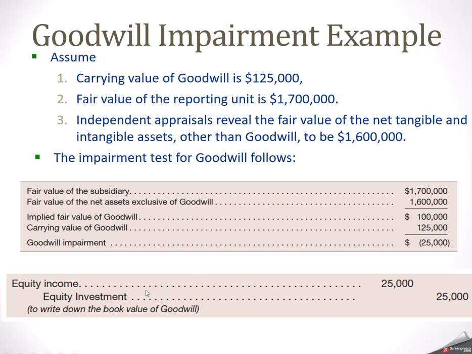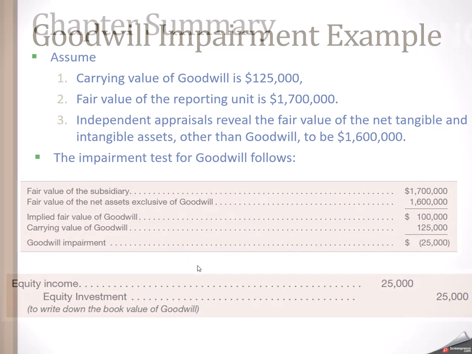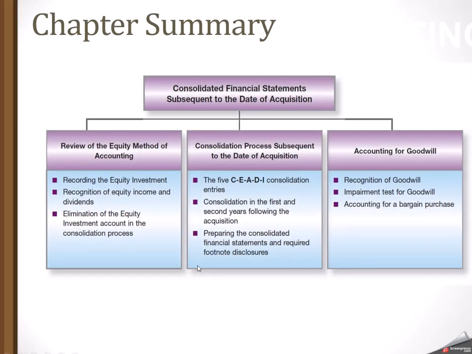This is showing you that on the parent's books, they're going to reduce their equity income and reduce their equity investment, which will bring the equity investment down to its value.